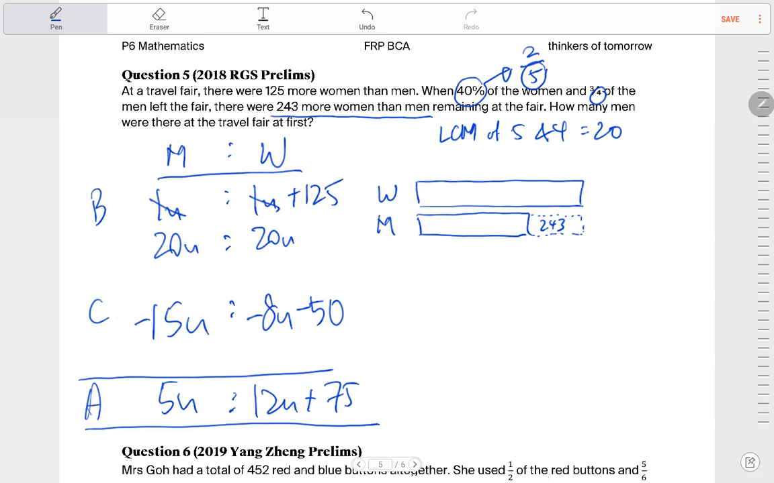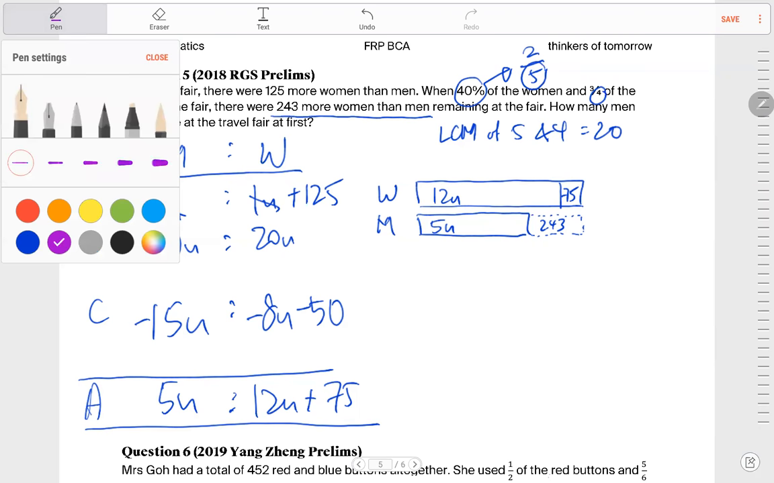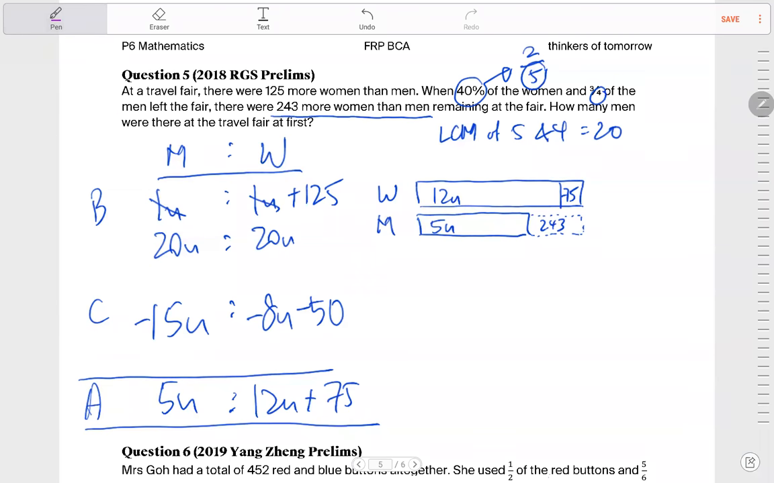So what does the length of this model represent for women? You'll realize that this would actually be 12 units plus 75, okay? And for men, this is actually 5U. So why is the drawing of this model important? Because once you're able to draw the model to show women being more than men, and segment the model in terms of units and numbers, you would realize that there's this overlap here, from here to here. This overlap represents 7U, 12 minus 5, and at the same time, it is also 243 minus 75. So 7U in fact is 168, which means 1U is 24.